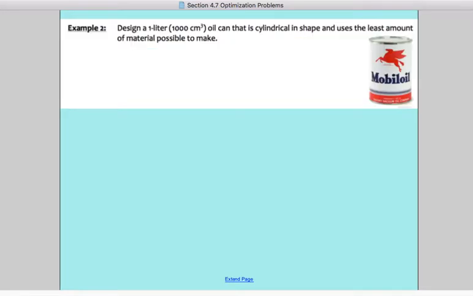We have a liter: design a 1 liter or 1,000 centimeters cubed oil can that is cylinder in shape and uses the least amount of material possible. Well, they're giving me this information, which is something cubed, and I know that something cubed is volume. So I know that my volume of my cylinder is 1,000. So volume, how do I find volume of a cylinder?